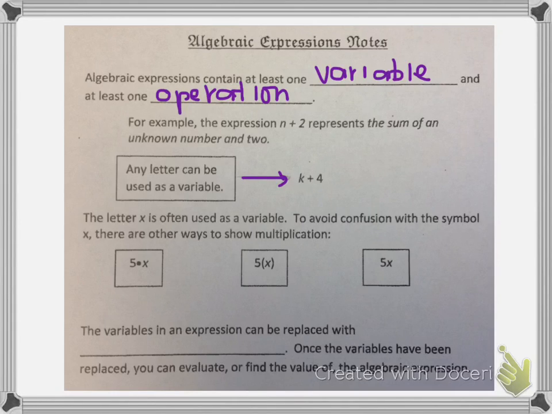To avoid confusion with the multiplication symbol that looks like the letter x, there are other ways to show multiplication, which you've seen in class. We have the dot to represent multiplication, parentheses, and then if we have a number and a variable next to each other with nothing in between, that also means multiply. So all three of these things in these boxes mean the same thing. They mean 5 times x. And you do need to write that.